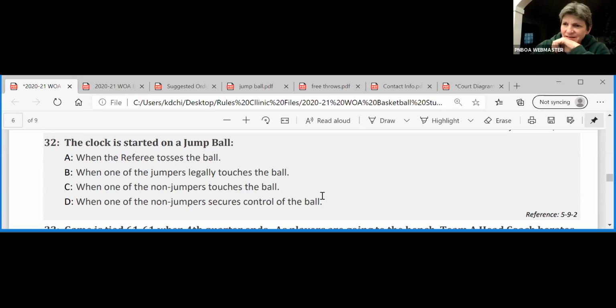But what she's asking you is, when does the ball become live? When the ref throws it up for the jump ball. I guess when the ref tosses it up. When the ref releases the ball. Bingo. Yes. When the ref tosses the ball up, the ball becomes live.